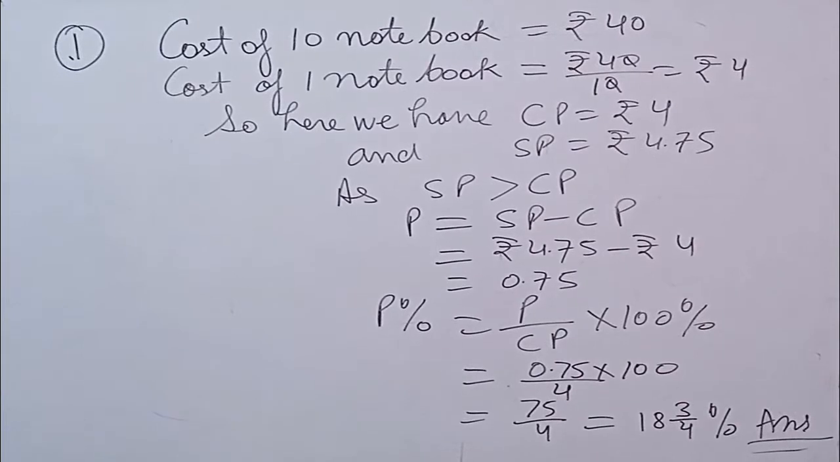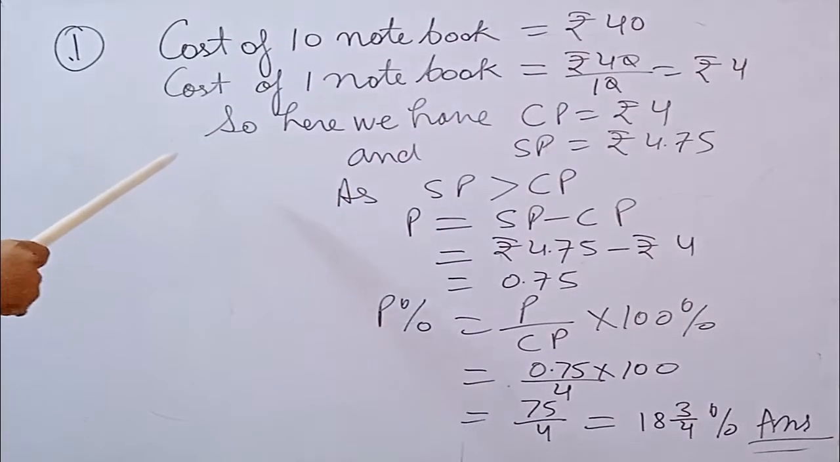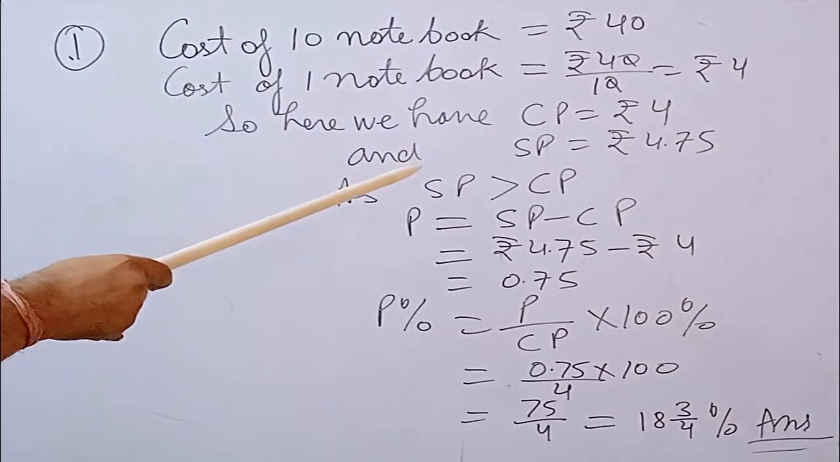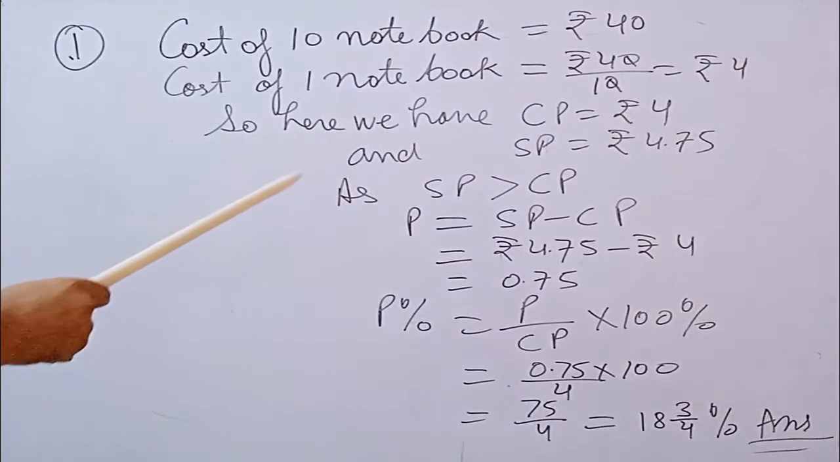Here we have sum number 1: bought 10 notebooks for rupees 40 and sold them at rupees 4.75 per notebook. Find the gain percent. First, write down whatever is given. Cost of 10 notebooks is rupees 40. That means the cost of one notebook will be rupees 40 upon 10, that is rupees 4. So here we have CP equal to rupees 4 and SP is given as rupees 4.75.